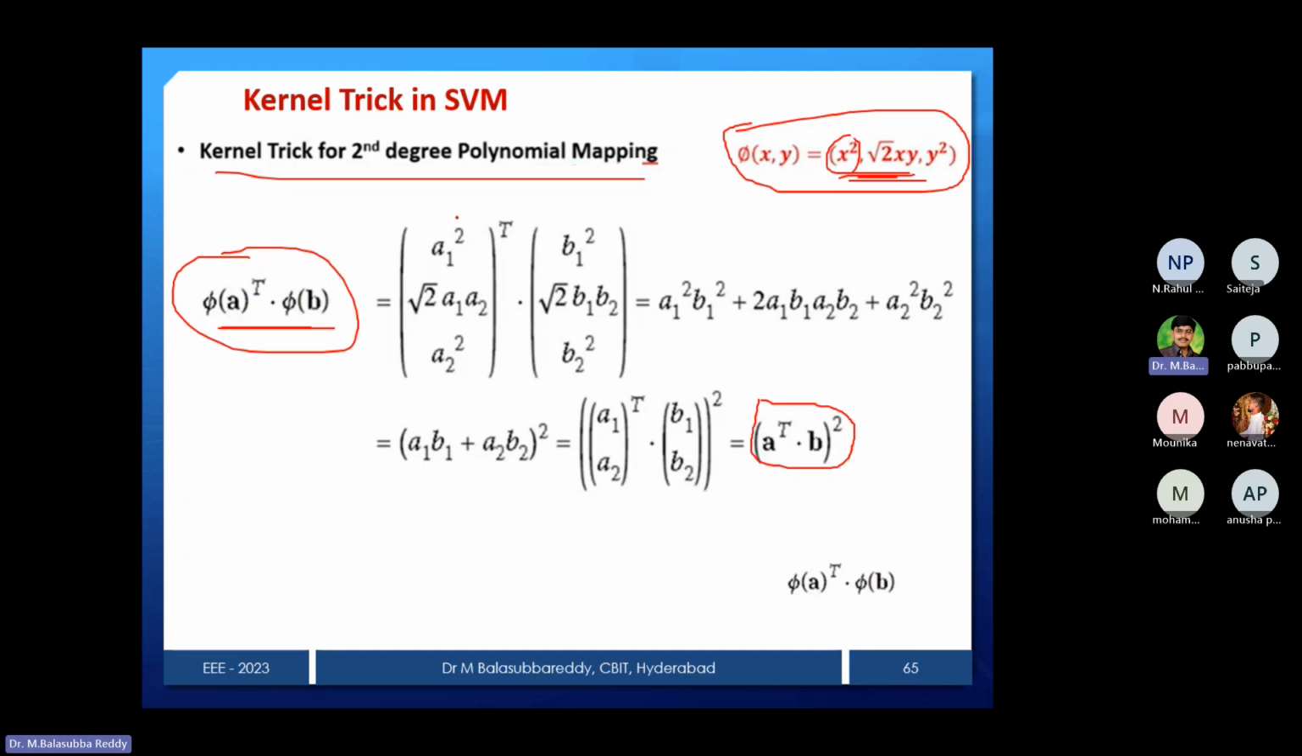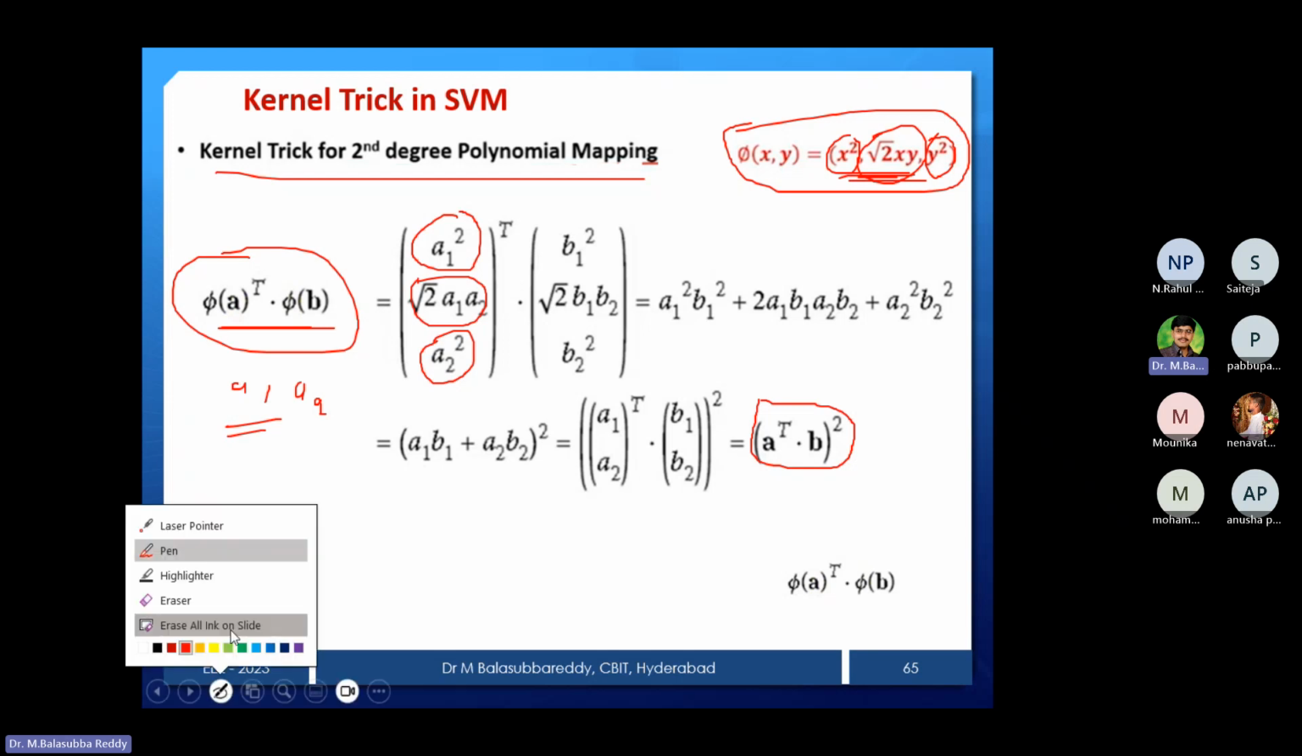Now x square means, here let it be A and B you consider. Then A1 square, and then root 2 into A1 into A2 points. I'm telling here A is A1, A2 and B is B1, B2, two points. So this is how we are converting into the kernel trick for 2-degree polynomial mapping. Another one is y square, which means A2, because I consider A1 and A2 as x comma y.